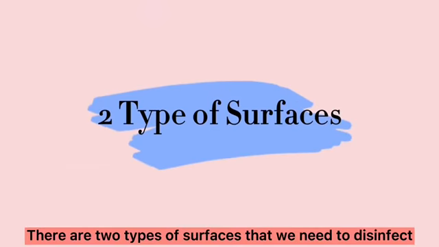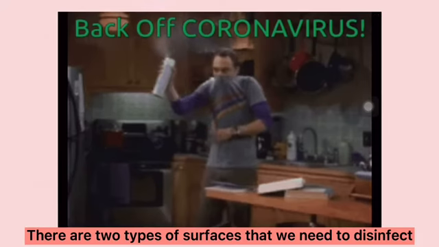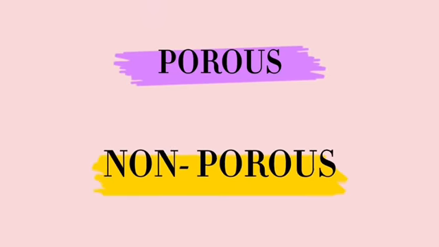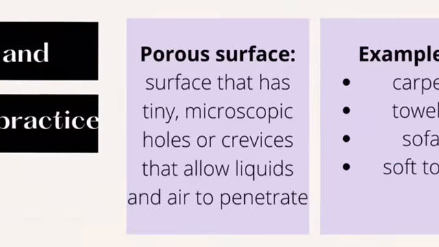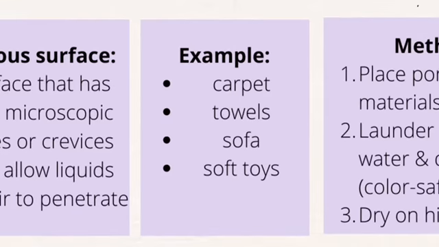There are two types of surfaces that we need to disinfect, which are porous and non-porous. A porous surface is one that has pores. These pores are tiny, microscopic holes in surfaces that allow liquid and air to penetrate. If a countertop is considered porous, it means that air, water, or other fluids are able to flow to and from it. For example, carpeting, rugs, towels, clothing, sofas, chairs, bedding, soft fabric toys such as stuffed toys, etc.